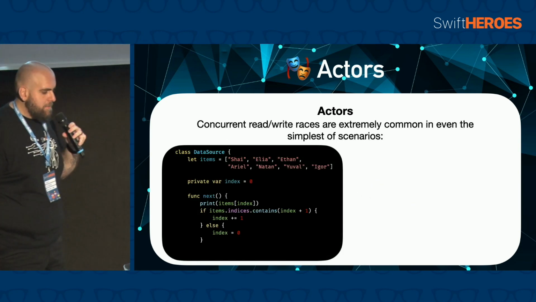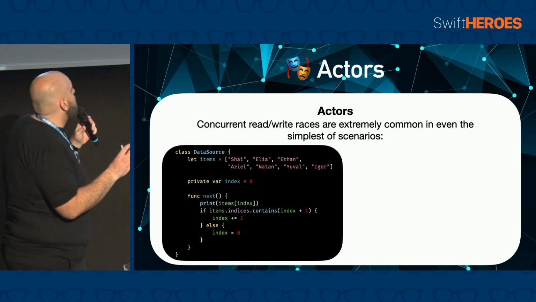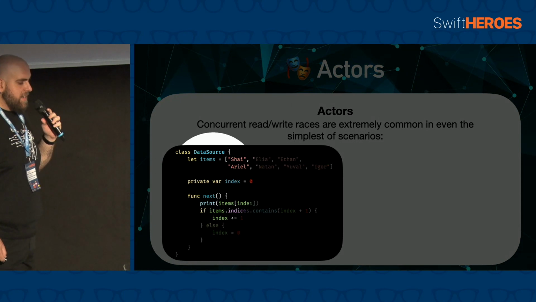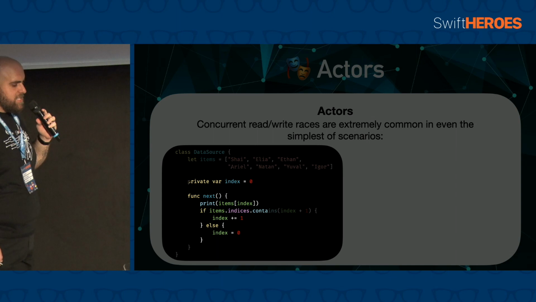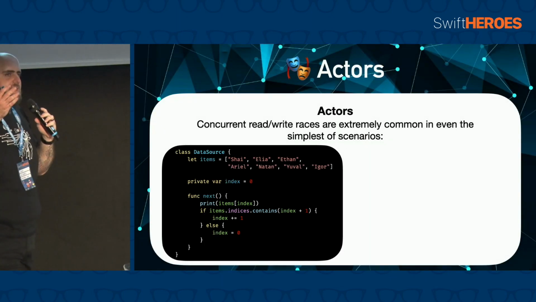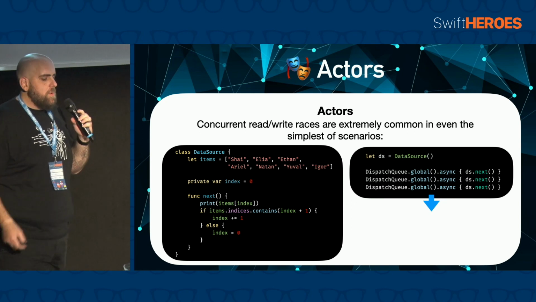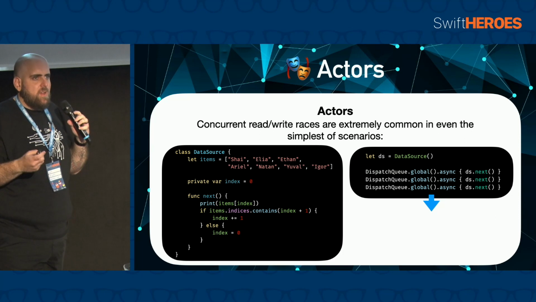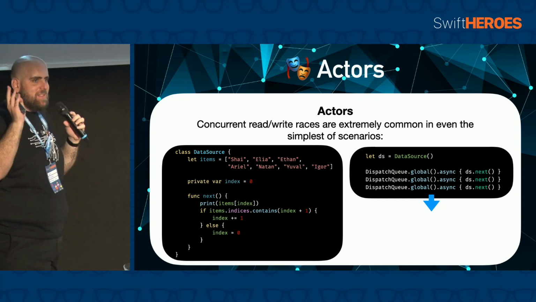I'll show you, for example, this is a very common example that you will see in some code bases, maybe with more complex data, but still. We have a list of items here, and we have an index. The index says which person I'm on right now, and I have a next method. The next method just increments the index and prints out the next person in line. If I would try to concurrently run this 3 times on 3 different queues, what do you think will be the result here?